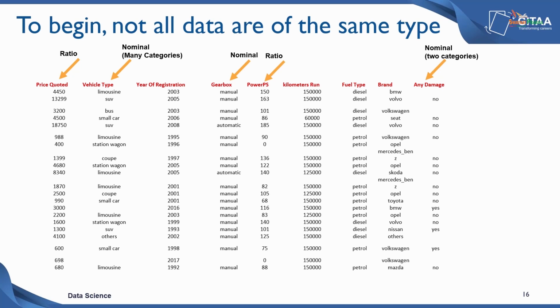Why is all this important? It is because the type of data determines the kind of measures that we can use from statistics in describing the data. The type of data also determines the kind of statistical models that we can employ when we want to understand the relationships between the different variables.